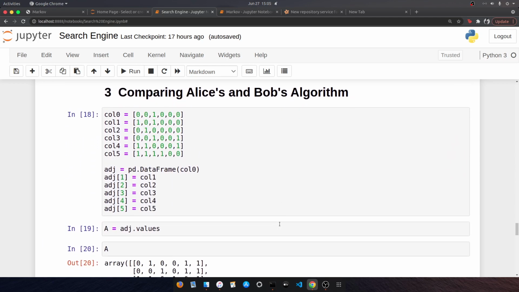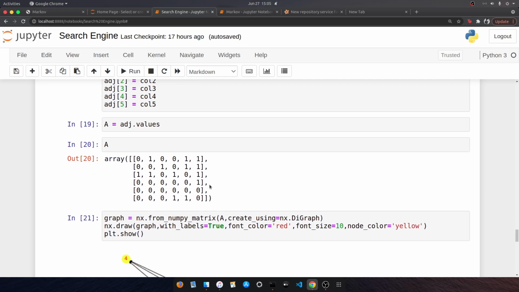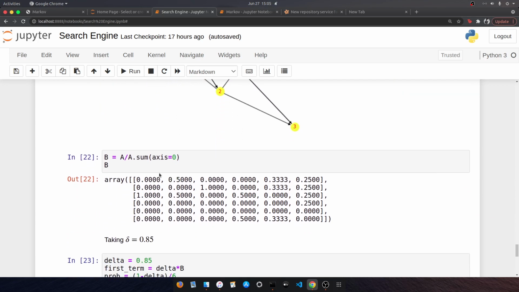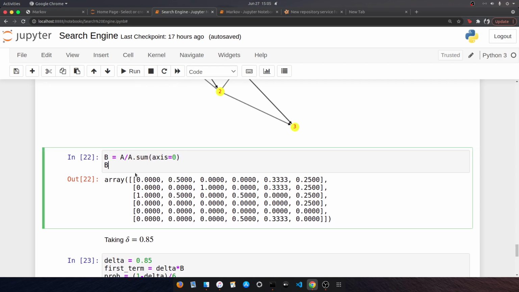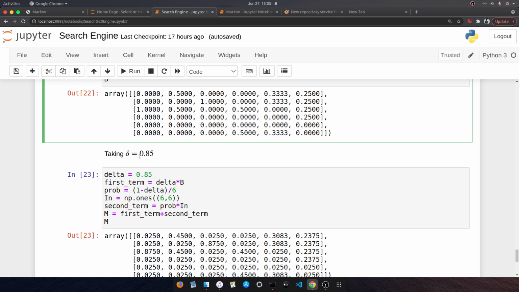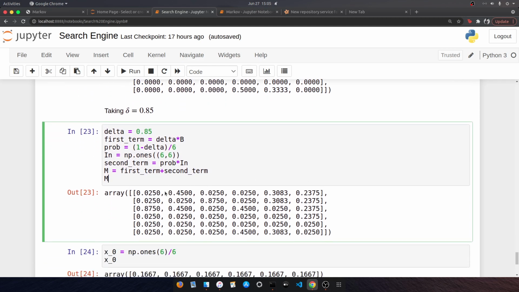So let's consider a new graph. I will create a new adjacency matrix. Again, this is the same adjacency matrix that we have from the book. As we can see here, this is the graph. And as shown from the previous lecture, we can compute the probability transition matrix from the adjacency matrix from this code right here. So we have obtained the matrix B, and then doing the computation from above, taking delta equal to 0.85, we can perform the computation, and we will get this matrix M.